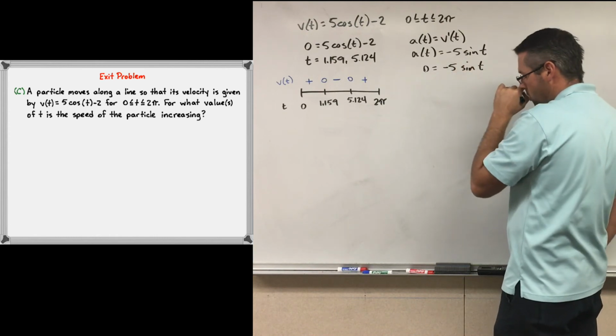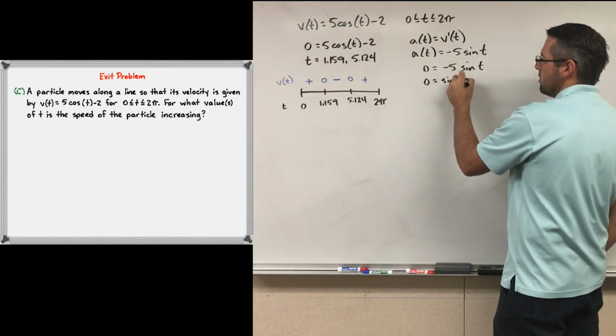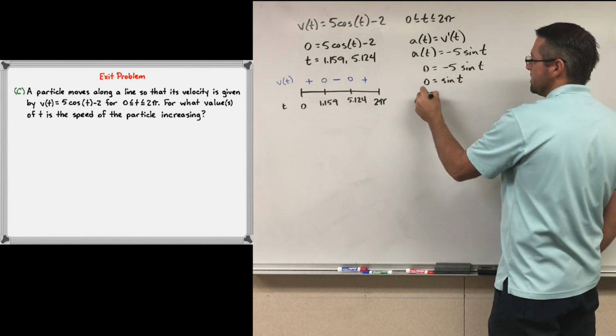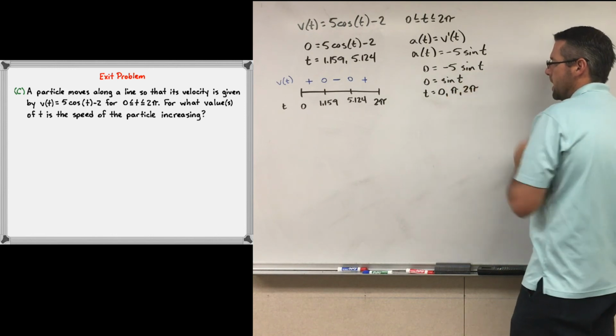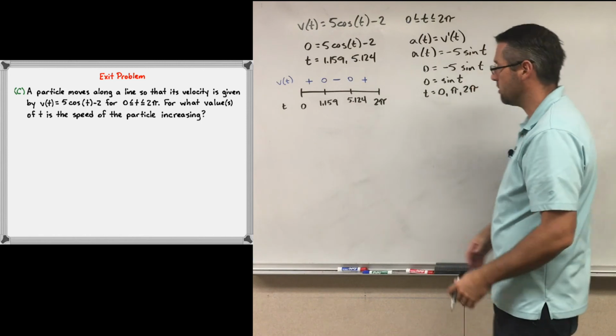Now this one's solvable without a calculator because I'll just divide by negative 5. And when is sine equal to 0? Sine is equal to 0 when t equals 0, pi, and 2 pi. Now if you need your calculator for that, that's fine because the whole problem is a calculator problem.